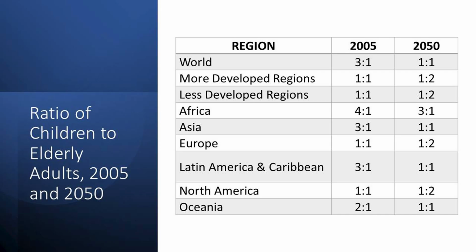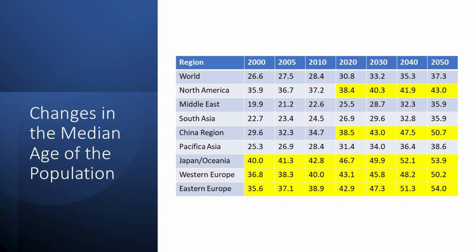So ratio of children to elderly adults. Again, this is looking at 2005, look a little past, and then look towards 2050. And you see those ratios are 1 to 1 and starting to get worse than that. Changes in the median age of the population. Take a look at this. So if we look at North America, 2020, 38.4 was the median age. When we get to 2050, it'll be 43.